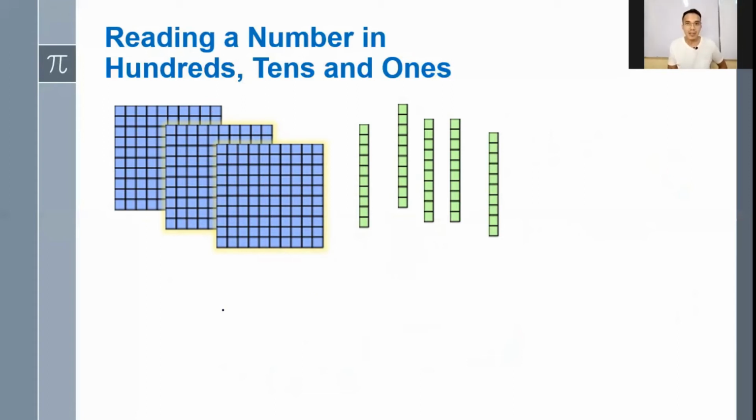How many hundreds do you see? 1, 2, 3 hundreds. So you write here 3 hundreds. How many tens do you see? 1, 2, 3, 4, 5. 5 tens.